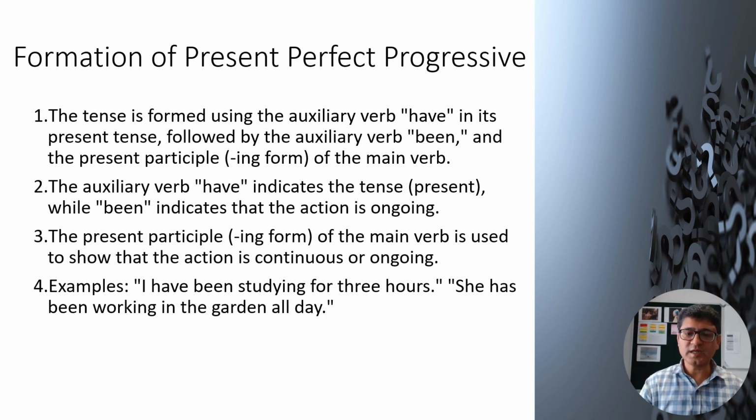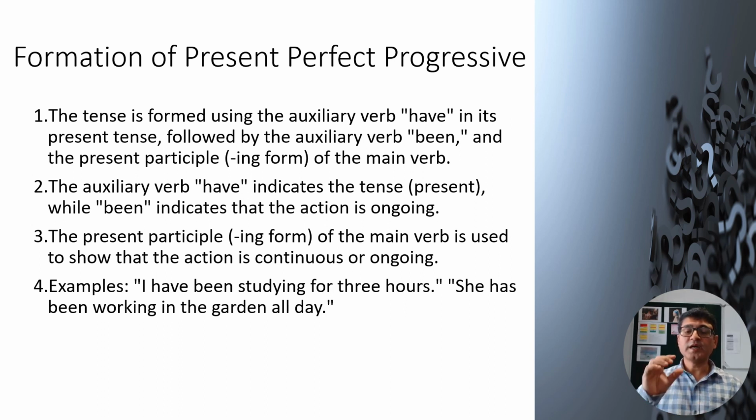But we'll have more classes for pronunciation. So let's try to understand this tense first. The present participle, the ing form of the main verb, is used to show that the action is continuous or ongoing, right? In this tense, the ing form indicates the continuity of action. Now let's look at the example. I have been studying for 3 hours. So I, subject, have been, auxiliary, studying, ing form of the verb, and for 3 hours, the rest of the words to complete the meaning of the sentence.